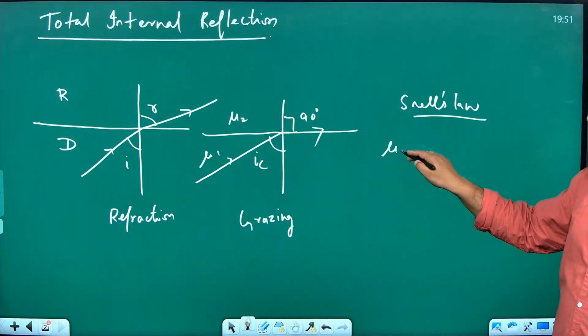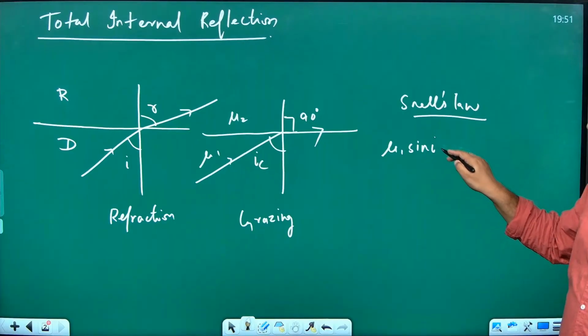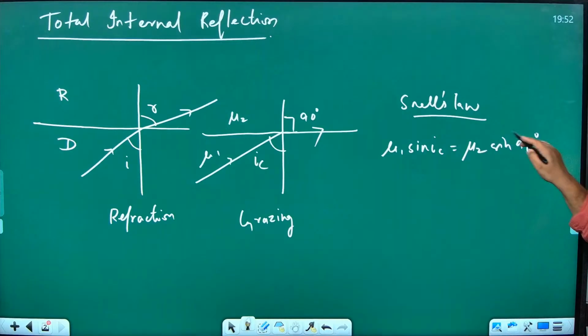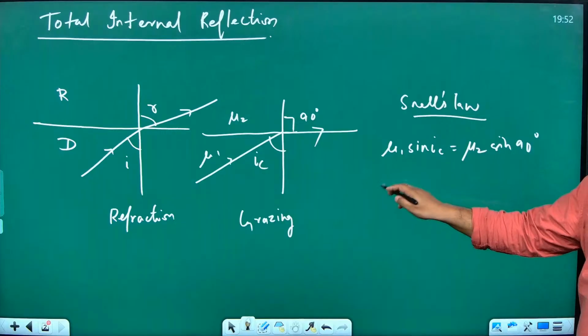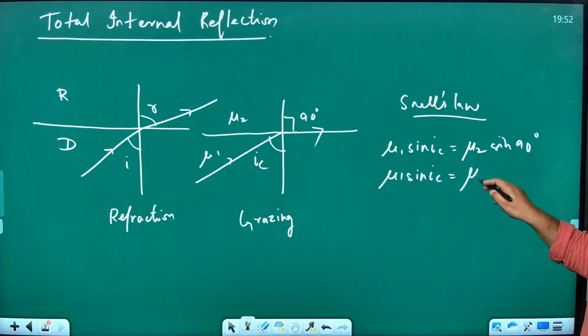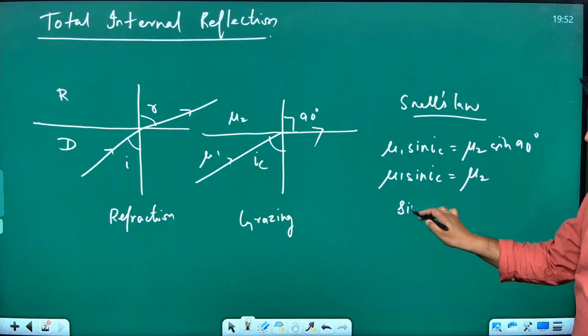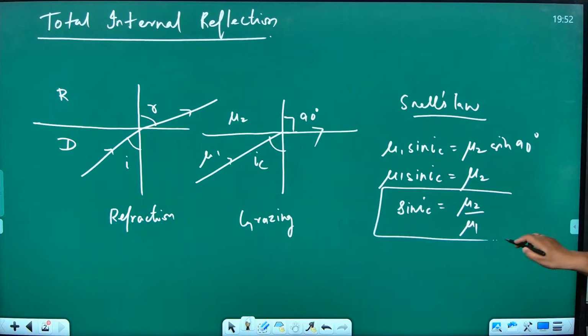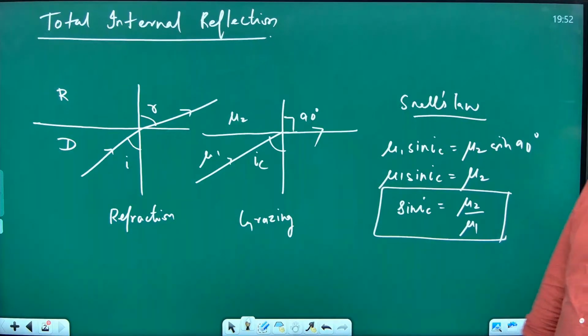So it will become mu1 sin IC is equal to mu2 sin 90 degree. Do you agree with me? Mu1 sin I is equal to mu2 sin R. Now mu1 sin IC is equal to mu2 sin 90, which is 1. So I get sin IC is equal to mu2 by mu1. That is how you find the value of IC. Critical angle will be sin inverse of mu2 by mu1.